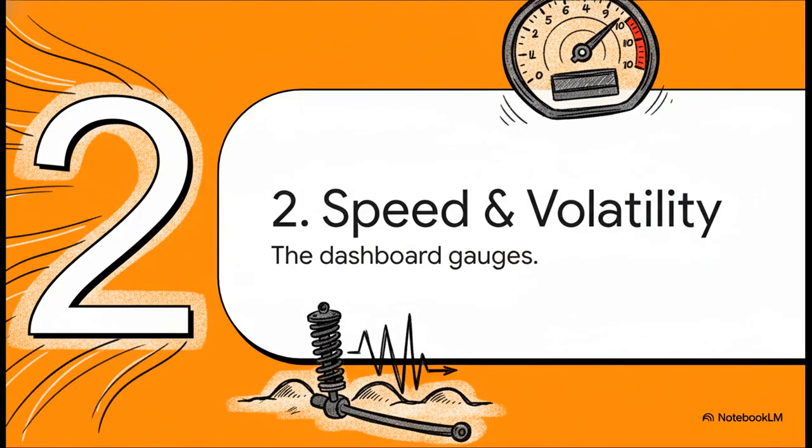All right, part 2 of our toolkit. We know the direction, and we know its strength. Now, let's figure out the ride itself. How fast are we going, and how bumpy is it? For this, we're going to need our dashboard gauges.